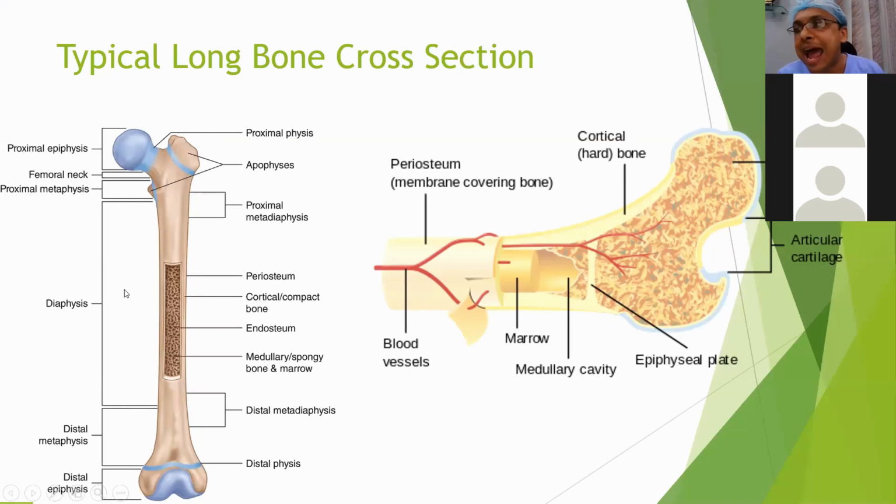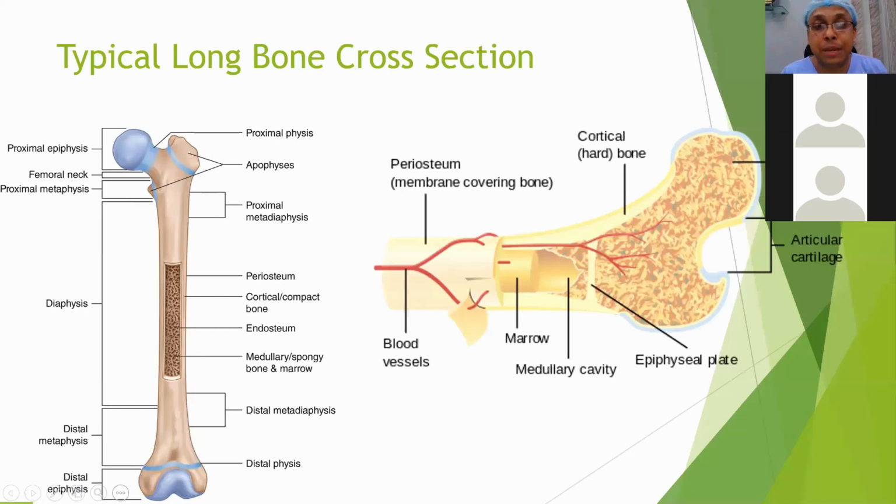Here in the middle is the diaphysis. Next to it is your metaphysis. Metaphysis can be proximal as well as distal. And at the end, we all know is the epiphysis or growth plate, the epiphyseal plate, right over here, which is the proximal part. And you have the distal epiphysis.